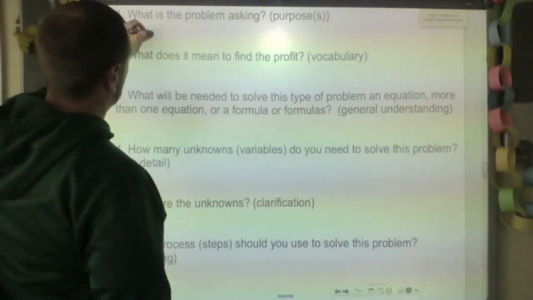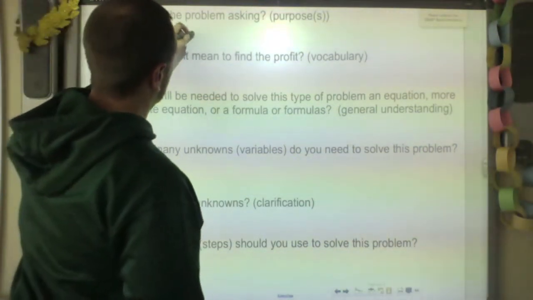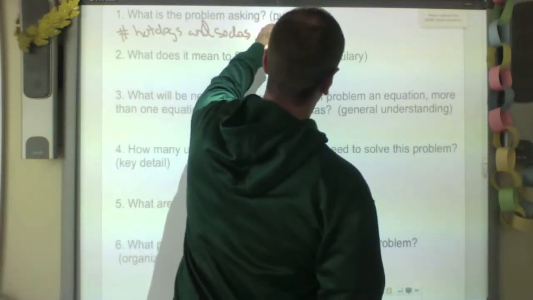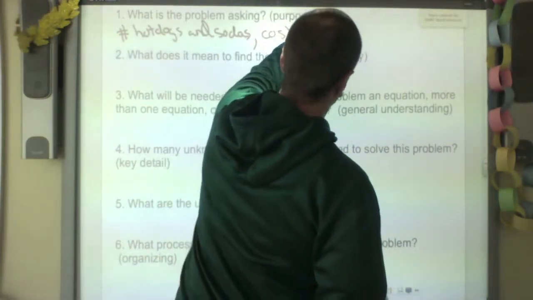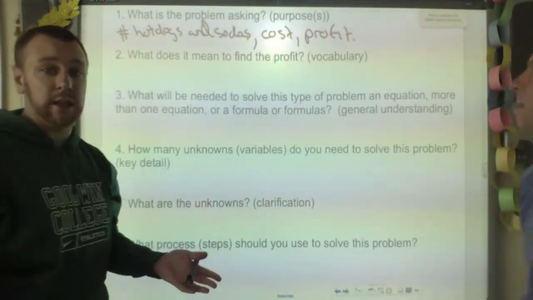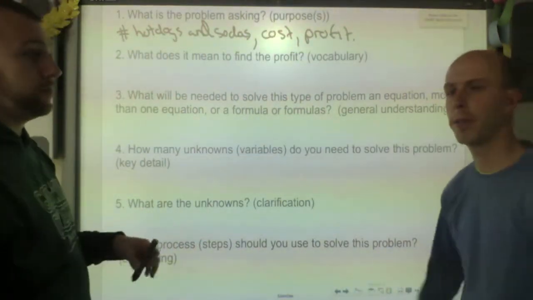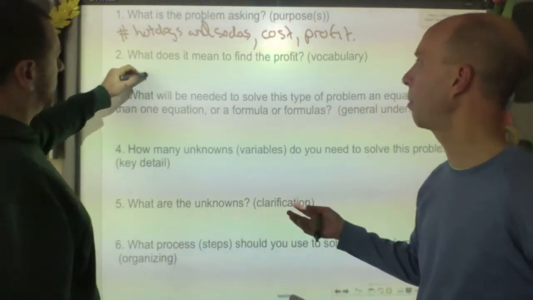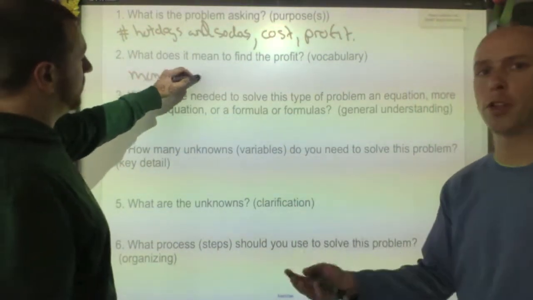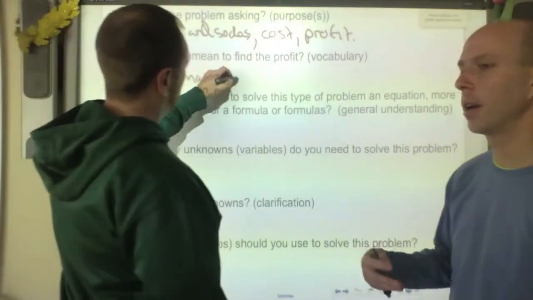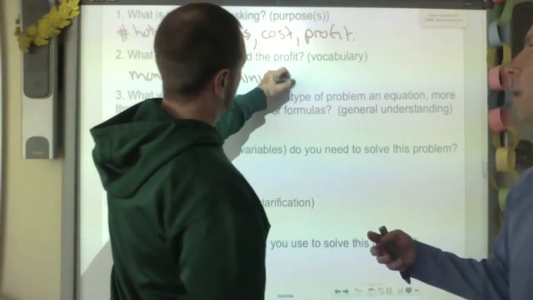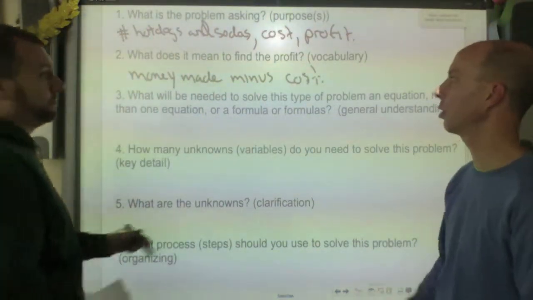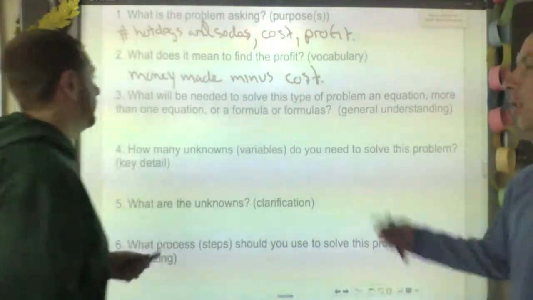Number of hot dogs and sodas, cost, and profit. Okay? So those are the key things. What does it mean to find the profit? Again, this is something you might ask a friend or a peer if you don't understand, but profit is basically the money you brought in, the money you made, minus the money that it cost you to purchase the hot dogs and sodas. So money made minus the cost.